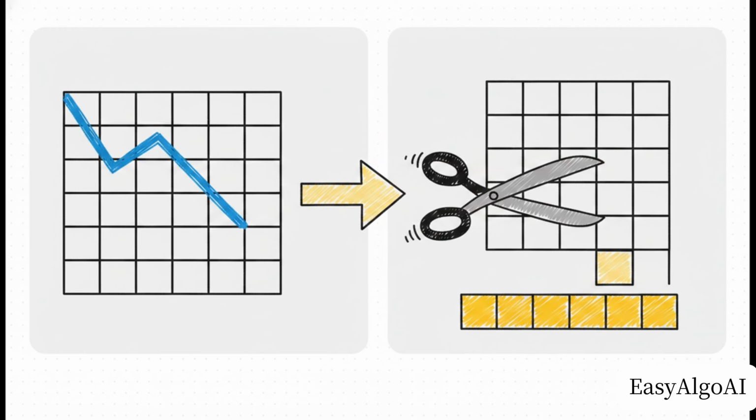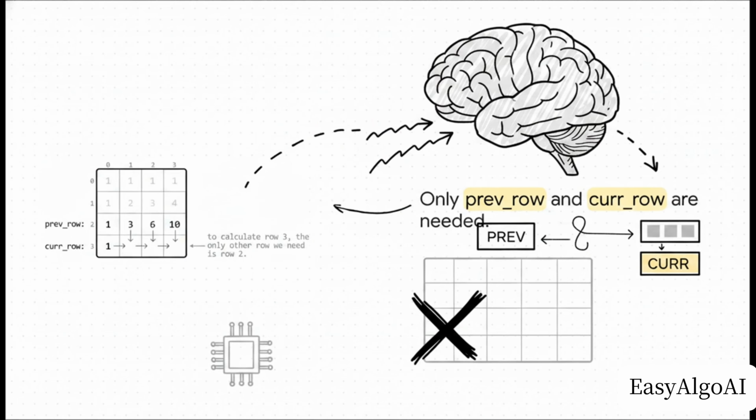But how? Well, we just need to look a little closer at our own dependency formula. So the crucial point is this. When calculating any given cell, the algorithm only ever looks at the cell immediately to its left and the cell immediately above it. That's it. It never looks 2 rows up. It never looks at row 0 once it's on row 2. What this means for us is that we don't actually need to keep the entire historical matrix in memory.